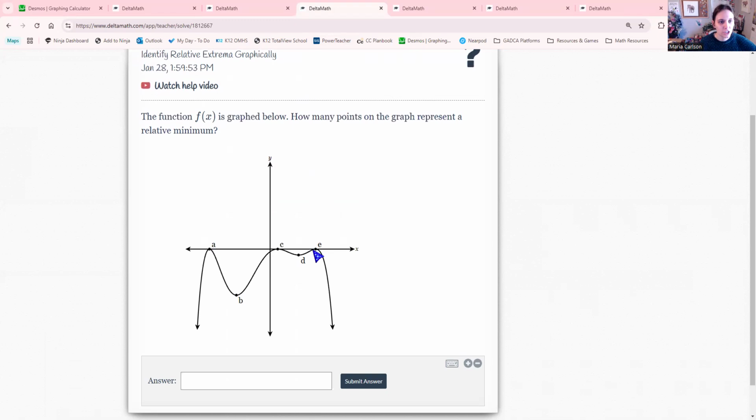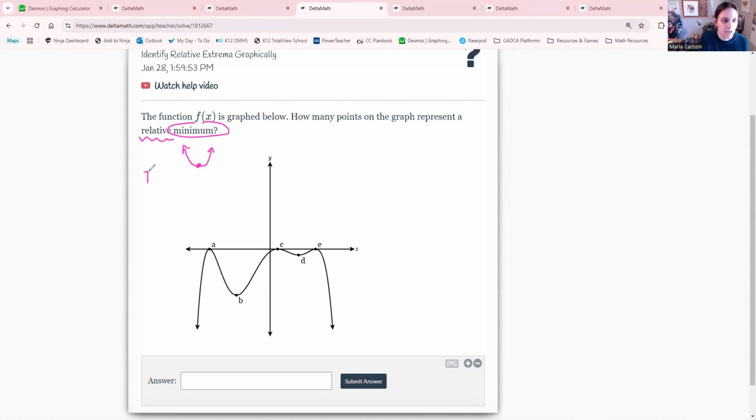The function f of x is graphed below. How many points on the graph represent a relative minimum? Now, minimum means smallest or lowest value. So everything is increasing around it. And relative just means that we understand somewhere else on the graph, there might be points that go lower than this. It's just in the area, the lowest.